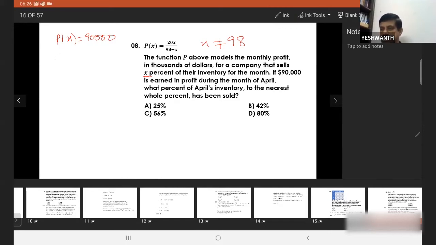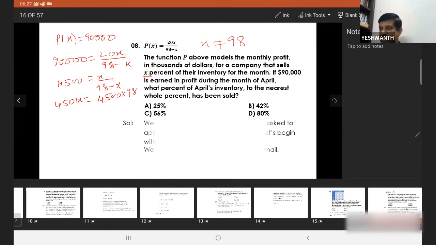So it is like this. 90,000 equal to 20x by 98 minus x. Okay. So 0, 1, 0 gets cancelled, 2 cancels, 4,500 equal to x by 98 minus x. So if you cross multiply and simplify, 4,501x equal to 4,500 into 98. Okay, so that is what you'll be getting.